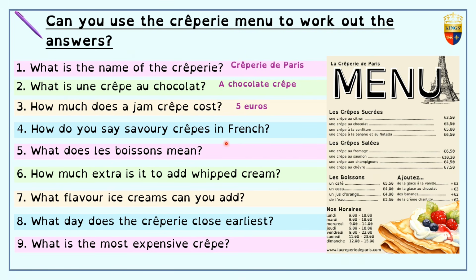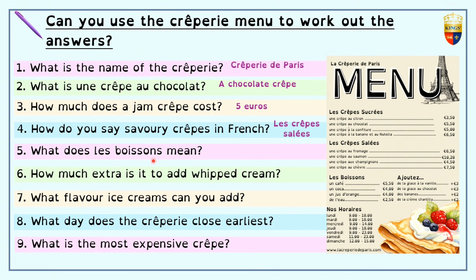How do you say savoury crepes in French? You'd have had to look to find the title of all the crepes that are savoury. You've got here, for example, a cheese crepe, a salmon crepe, a mushroom crepe, and a goat's cheese crepe. So you can use that to work out that this must mean savoury crepe. So savoury crepe is les crêpes salées, okay?